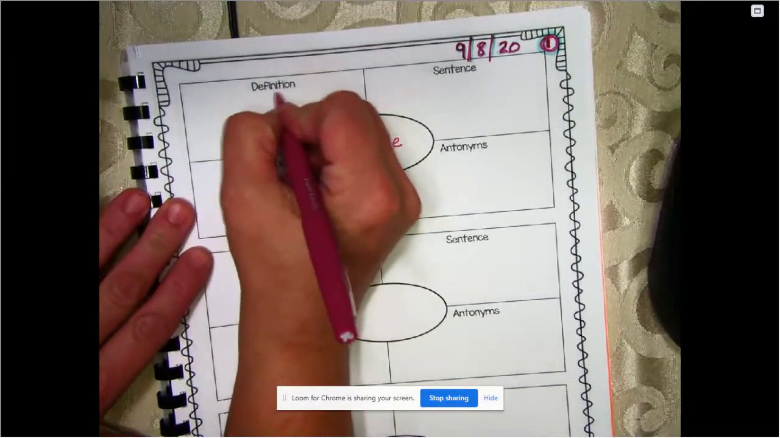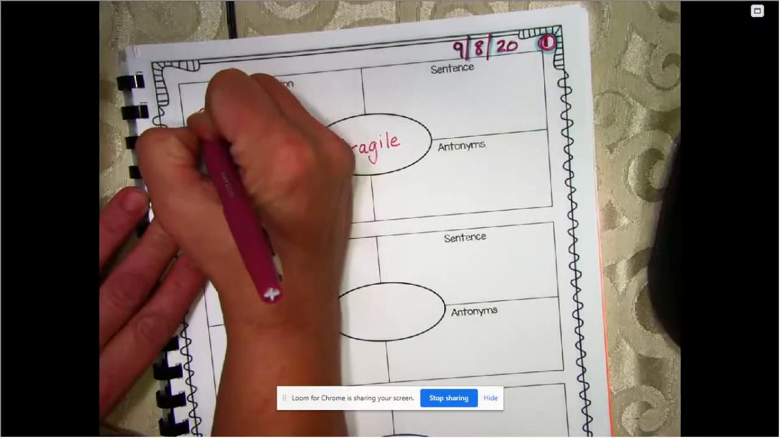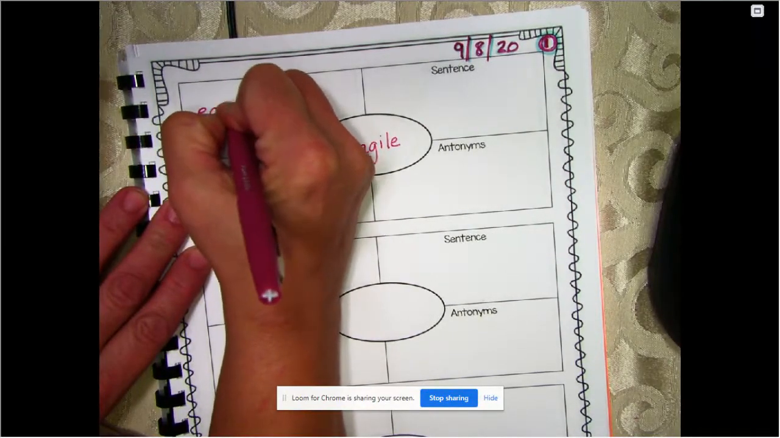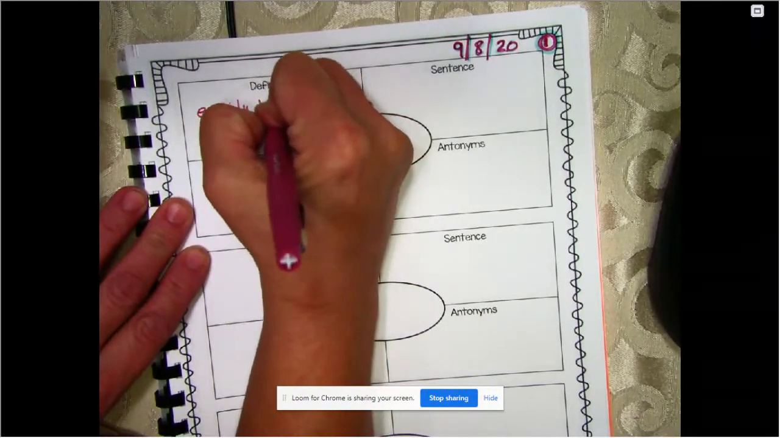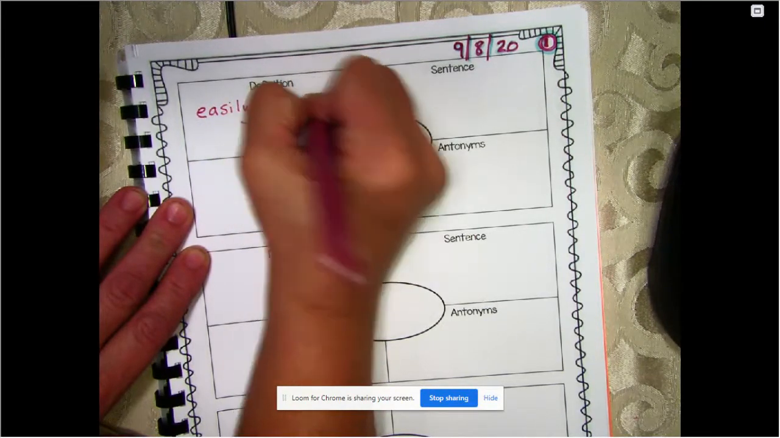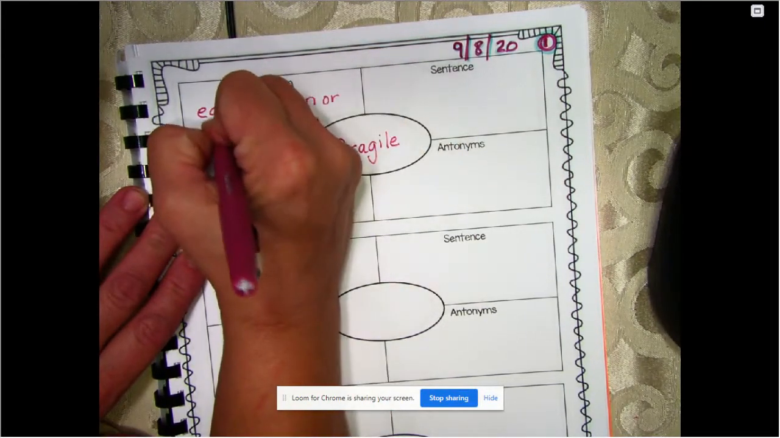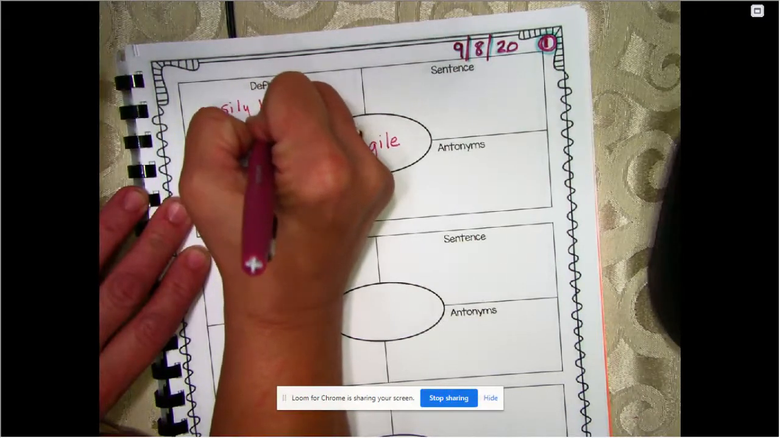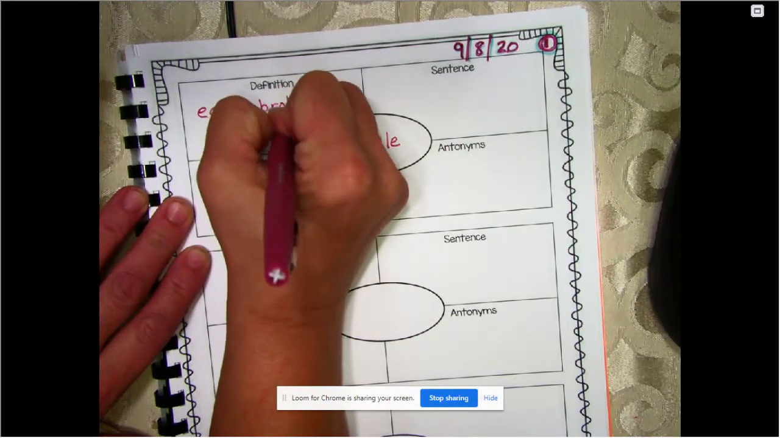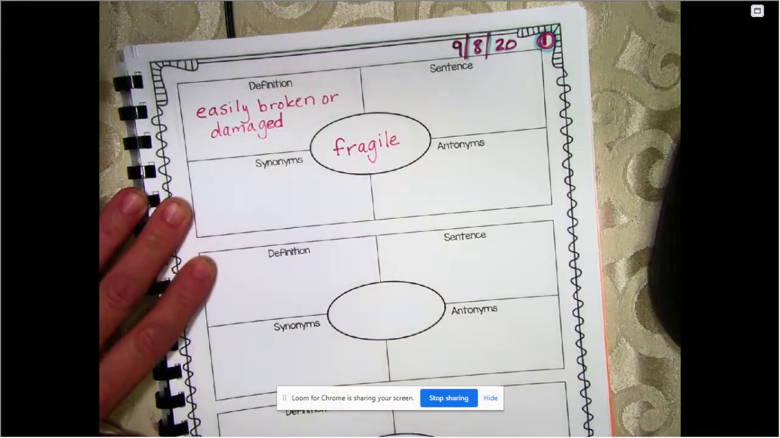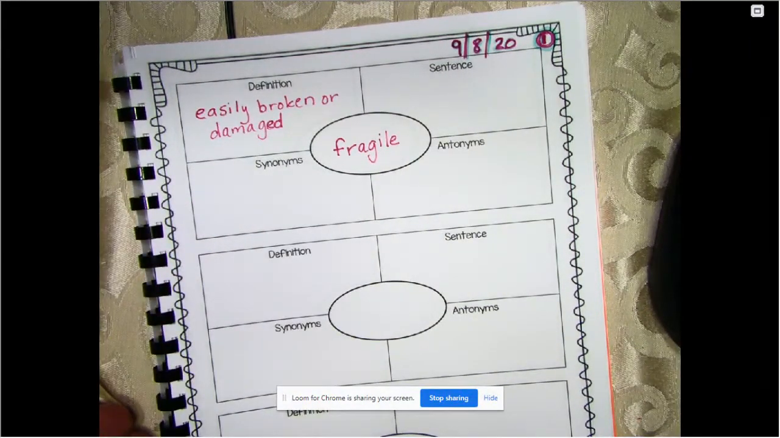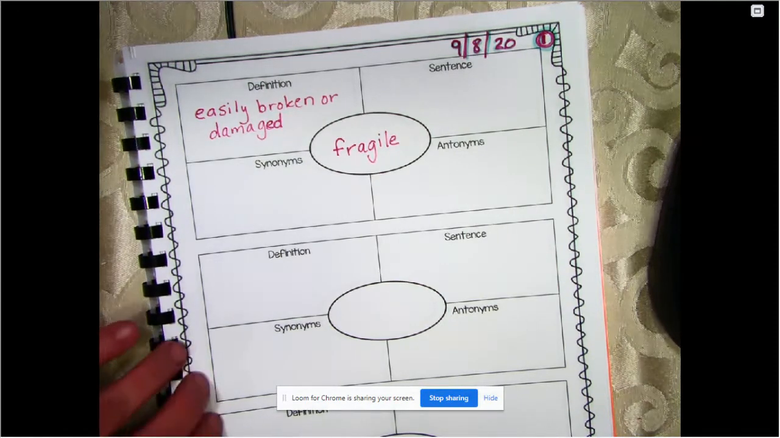So up here under definition, we're going to write easily broken or damaged. Okay? Easily broken or damaged. So if we said the glass figurine is fragile, fragile is describing the figurine.